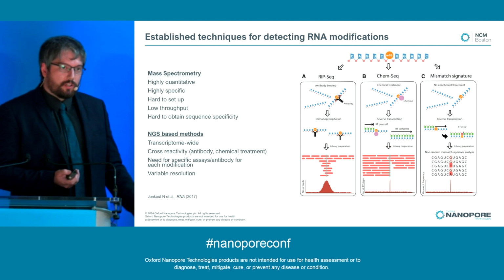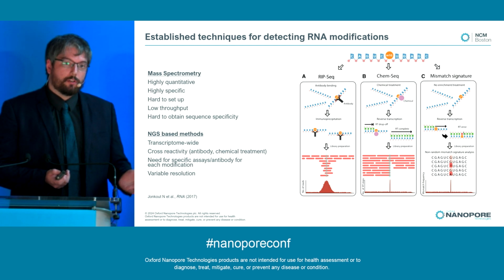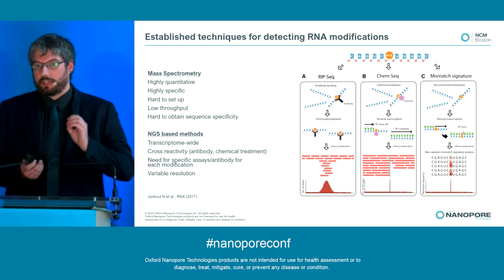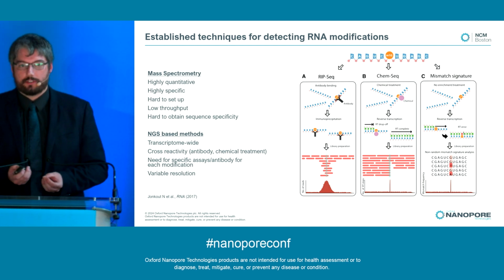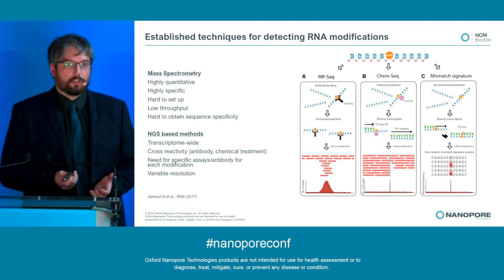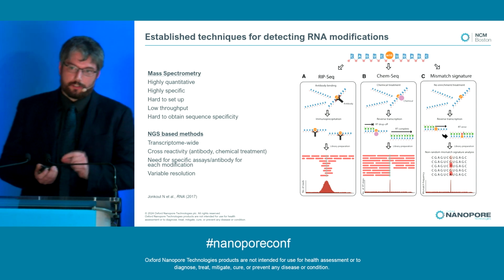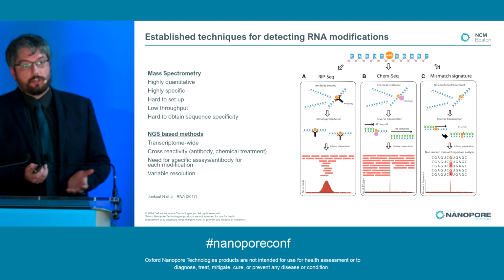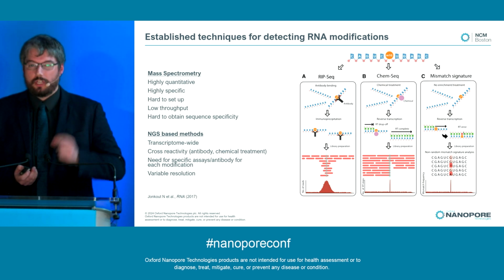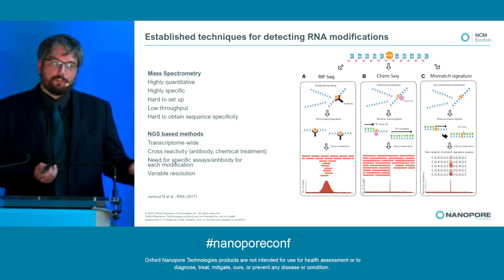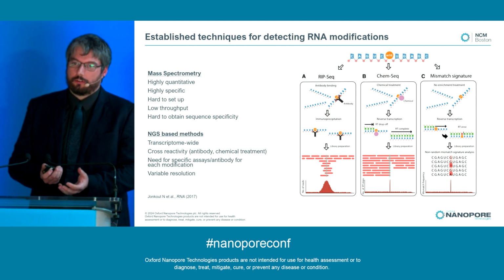Most of them have been identified using techniques like mass spectrometry, which is highly specific, but it's really expensive and difficult to set up, and you need really specialized equipment and analysis tools to detect the RNA modifications in a sequence-specific context. There are also next-generation sequencing-based methods, but you need a specific assay for a specific modification.